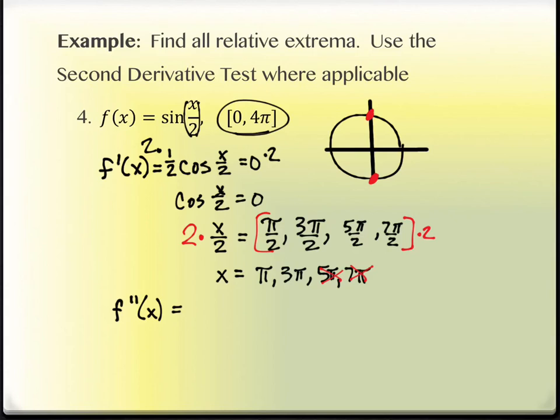So the derivative of cosine is negative sine, so it's going to be negative. And there's a 1/2 there already, but then I need the derivative of the 1/2 on the inside, so I'm going to get 2 1/2s. So I'm going to get a 1/4.